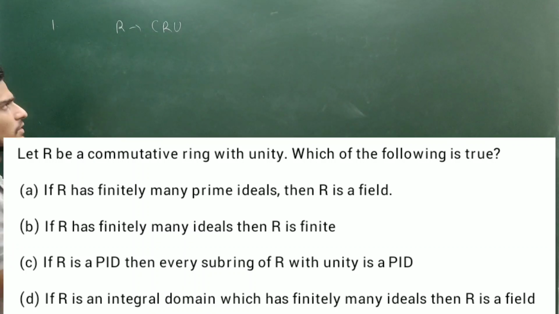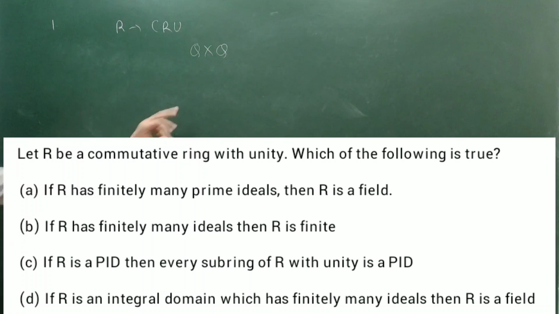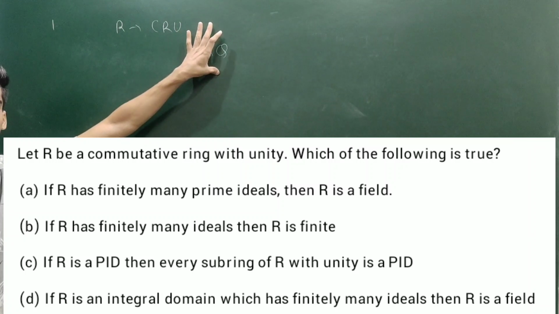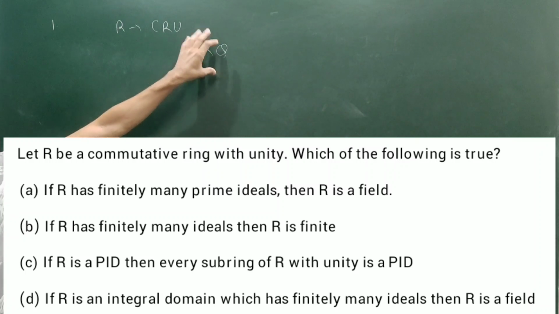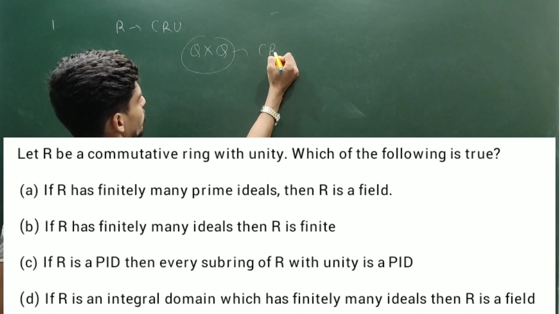Suppose I define Q cross Q. The product of 2 rings is again a ring. This Q is commutative, Q is commutative, hence it is a commutative ring. It is with unity. So this whole is a CRU.